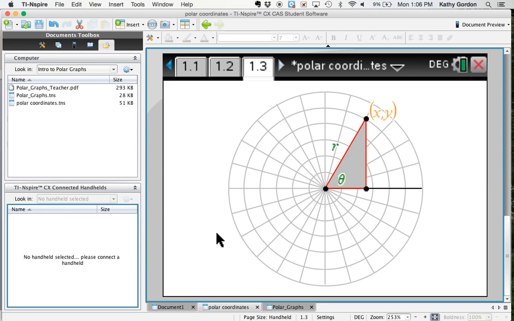Wait. But what is cosine theta? X. Is it? That's if you're looking at it on a square grid. We saw this relationship to a unit circle, but is this one actually a unit circle? Oh no. So it's r comma theta. It's not. What's cosine going to be equal to? X over r. What's sine going to be equal to? Y over r.